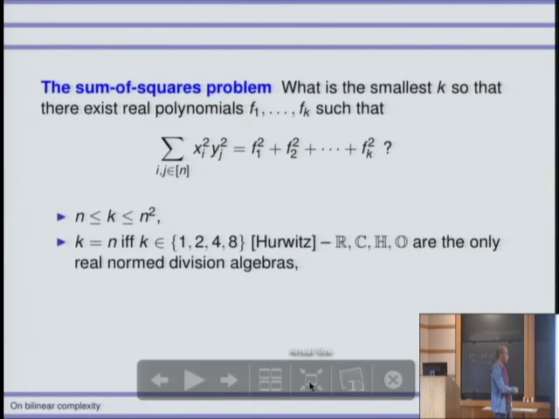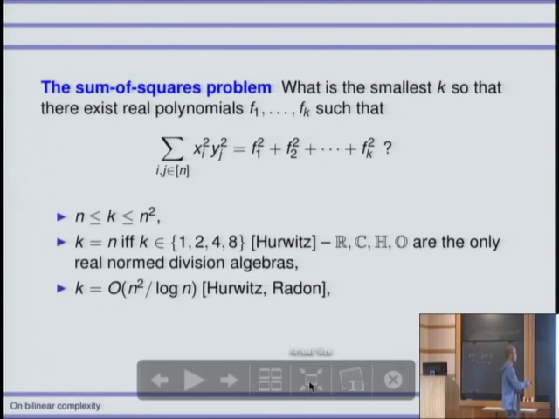There is another theorem of Radon and Hrubes which gives a non-trivial upper bound on the sum of squares problem, which is the following. The trivial upper bound is n squared. You can actually improve it a little bit and save a log factor, getting an upper bound of n squared over log n, which to my knowledge is the best upper bound on the sum of squares problem in this case. Yes.